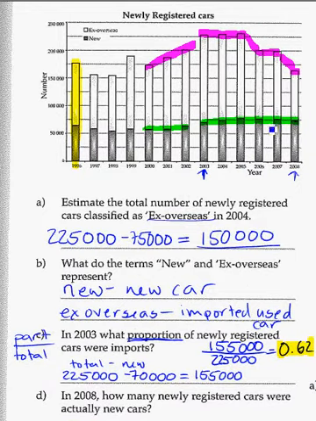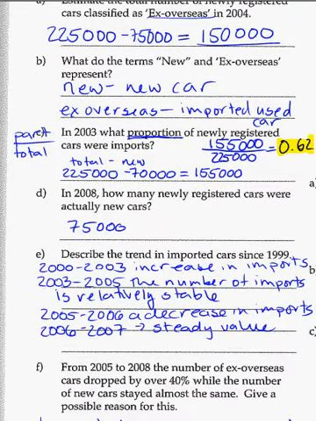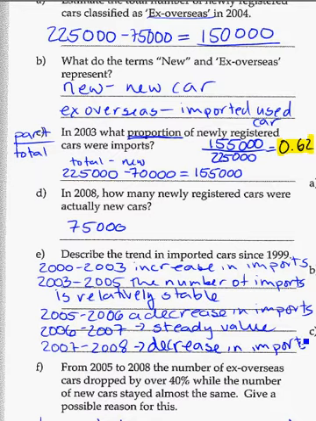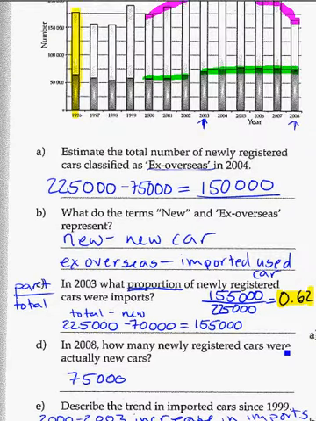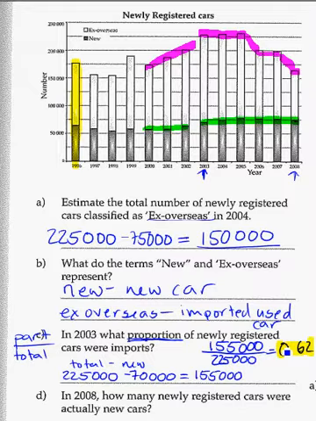And we notice the new cars are stable as well, so the size of that white part stays the same. And finally in 2008 we see a big step down again. So from 2007 to 2008, decrease in imports. So literally just talking about what we see in the graphs. So from 2005 until 2008, the number of ex-overseas cars dropped by 40%, while the number of new cars stayed almost the same. We saw that, again, the pink line coming down and the green line staying constant.